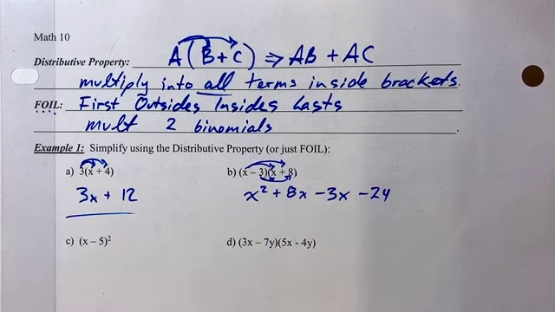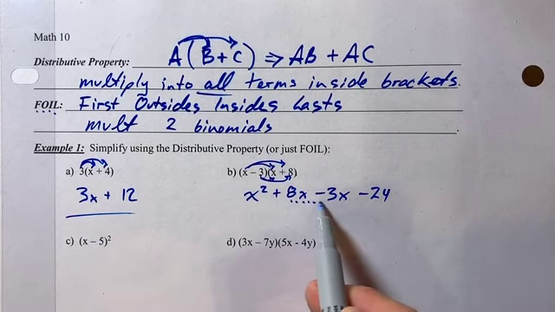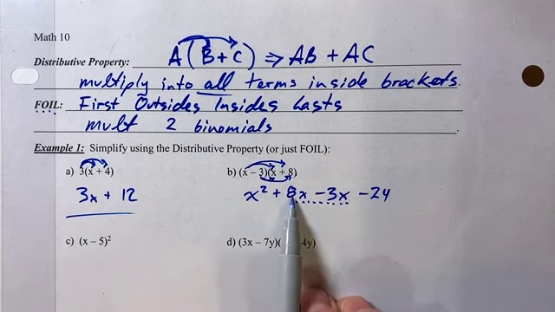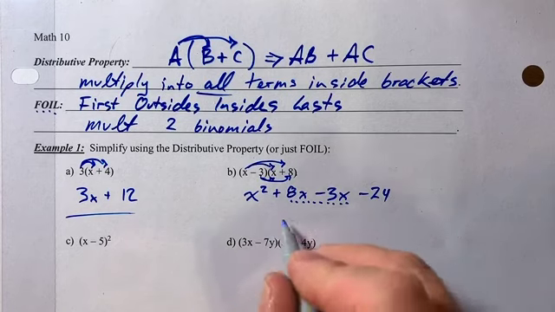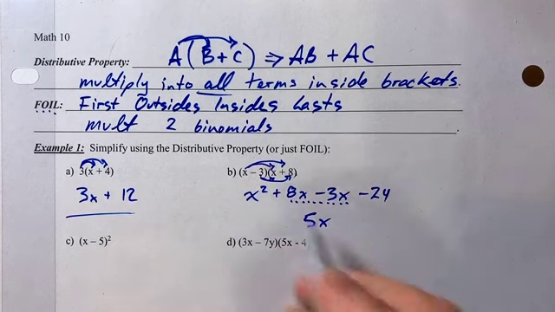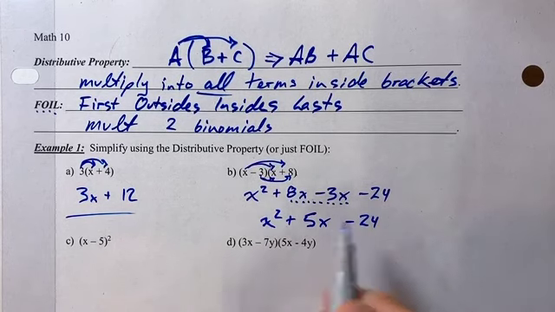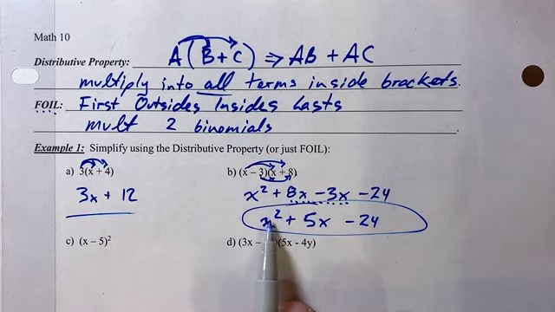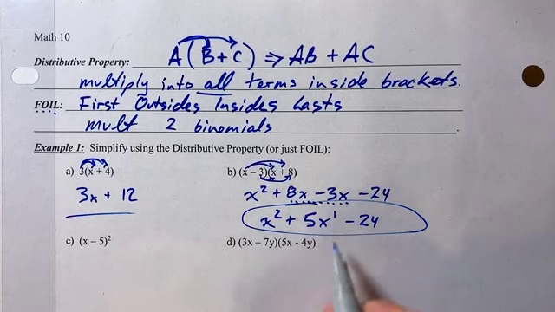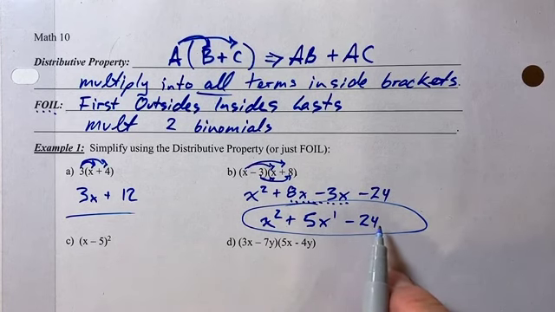Now, if you do them in order, you're probably going to notice something. These are like terms. They're both x's. 8 x's take away 3 x's. Okay, so that's 5 x's. So I can write this out as x squared plus 5x minus 24. And you notice I've got them in order. X squareds, then x to the power of 1, and then the one with no x's, the constant on the end.